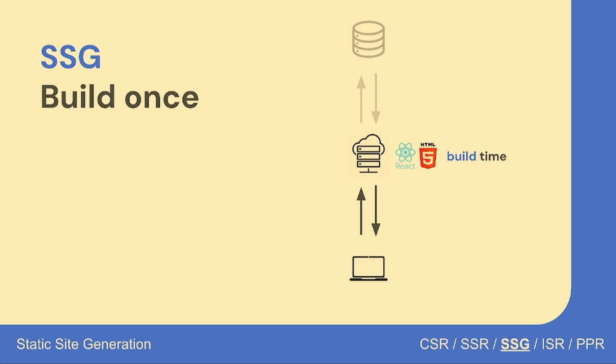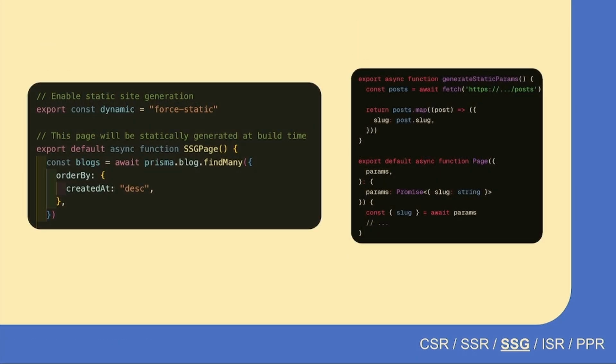Or the blogs, like maybe blogs is the best example. No, actually not, because the next one is for the blogs. Anyway, this is how you write SSG. So you force the page to be static, and then you just fetch.